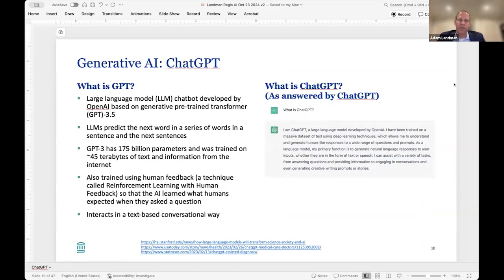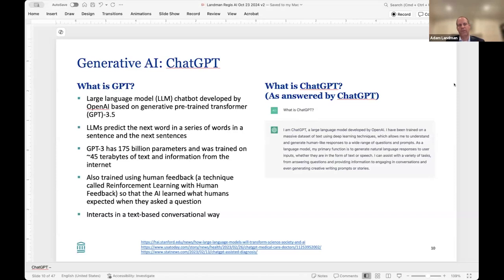Most of you may be most familiar with ChatGPT, so I wanted to spend a minute on it. It is an example of a large language model, created by a company called OpenAI. What large language models do is predict the next word in a series of words in a sentence, and then the next sentences that follow that. So it is just predicting the response.